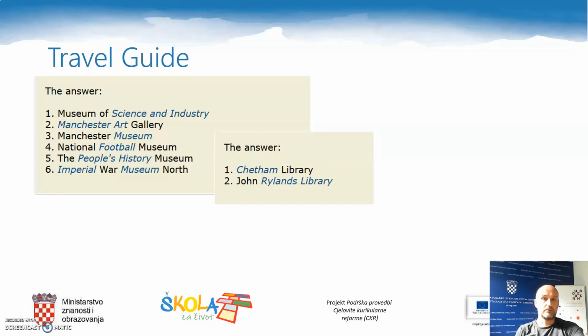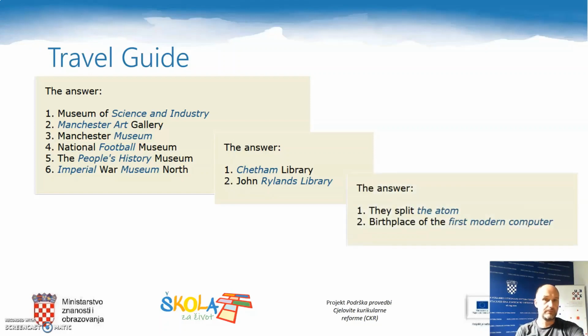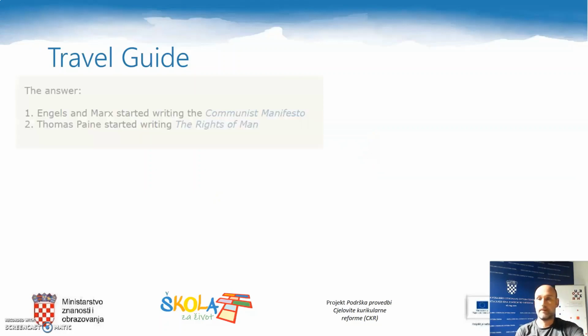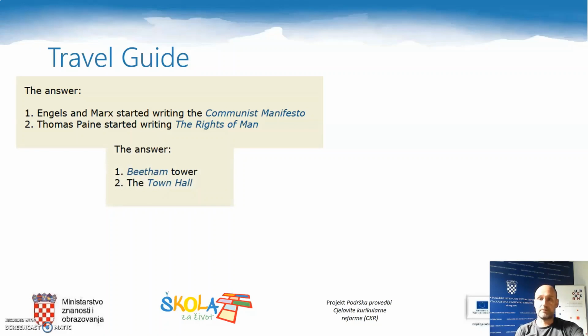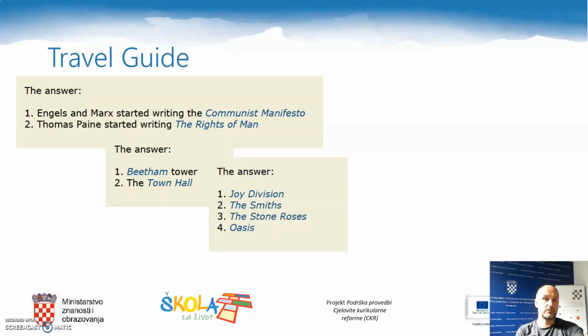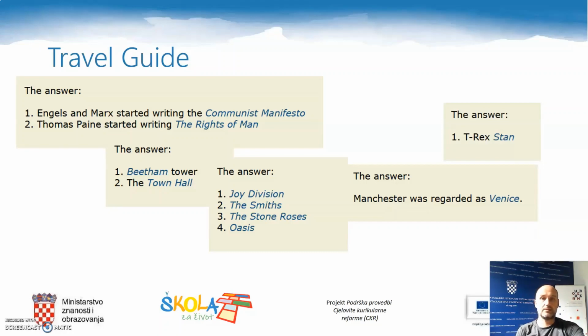2 libraries. One of the oldest libraries in Great Britain, the Chetham's Library, and the famous John Rylands Library. The 2 inventions. Well, the atom was split in Manchester, and Manchester is considered the birthplace of the first modern computer. So, 2 famous pieces of writing, the Communist Manifesto, written by Engels and Marx, and Thomas Paine's The Rights of Man, a writing which started the French Revolution and the revolutions in the second part of the 18th century. 2 famous buildings, the Beetham Tower and the Town Hall. The music bands, Joy Division, the Smiths, the Stone Roses, Oasis. Manchester was regarded as Venice at the time, and the T-Rex is called Stan.